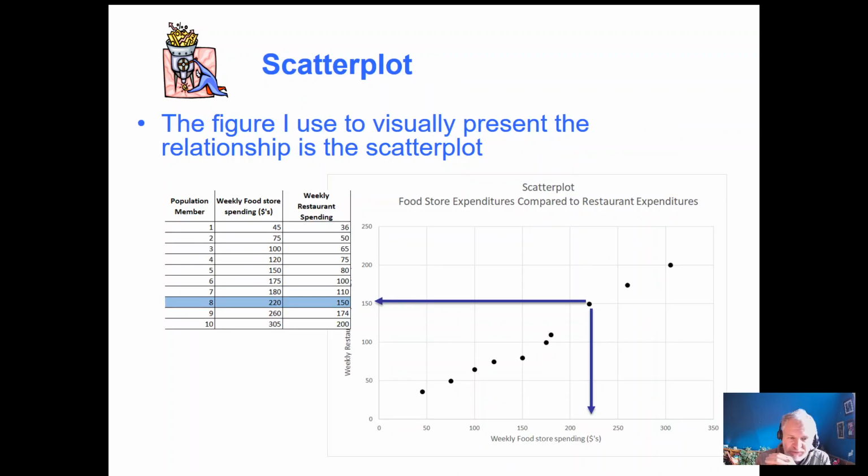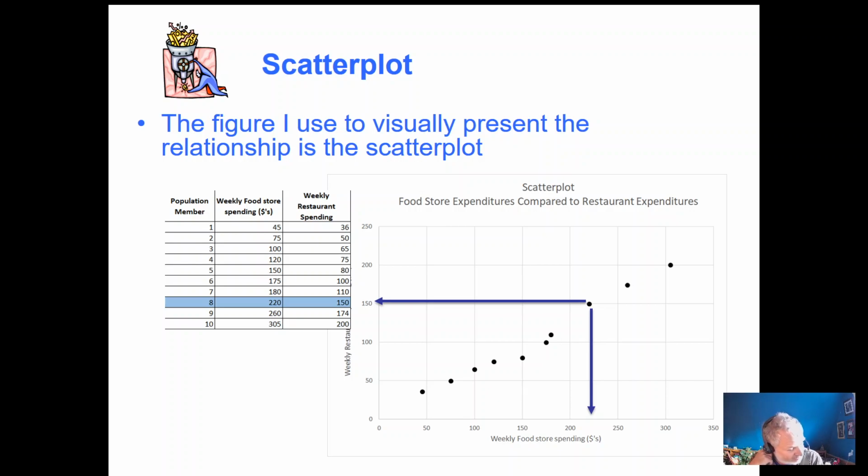And first thing I can do is plot a scatter plot, a bivariate scatter plot. Bivariate meaning I have two variables of interest. Weekly food store spending is the x-axis, and the y-axis is the restaurant expenditures. Each dot represents a person, and if I go straight down from that person's dot, that'll tell me what their food store spending was. And if I go from that dot straight to the left, it'll tell me what their restaurant spending was.